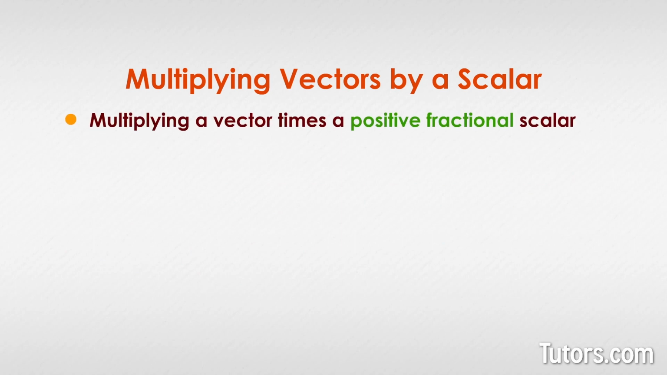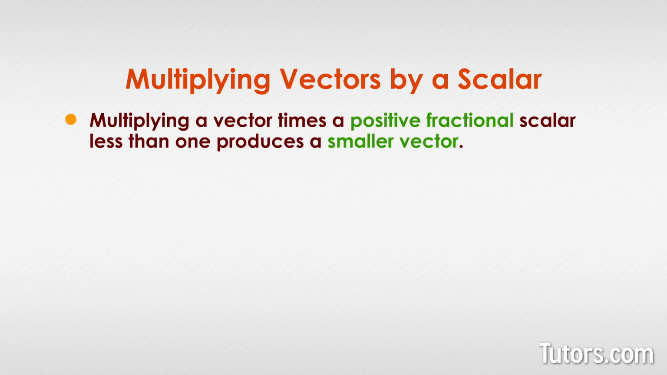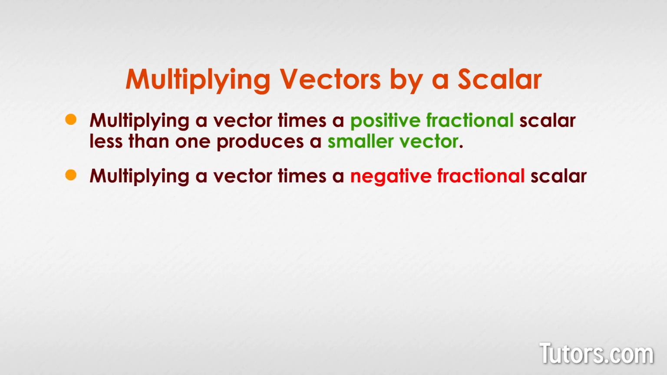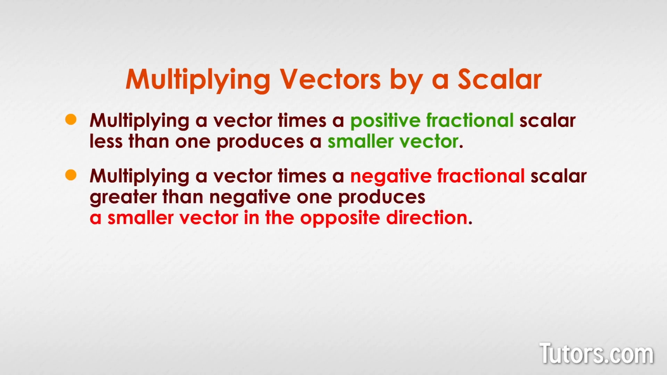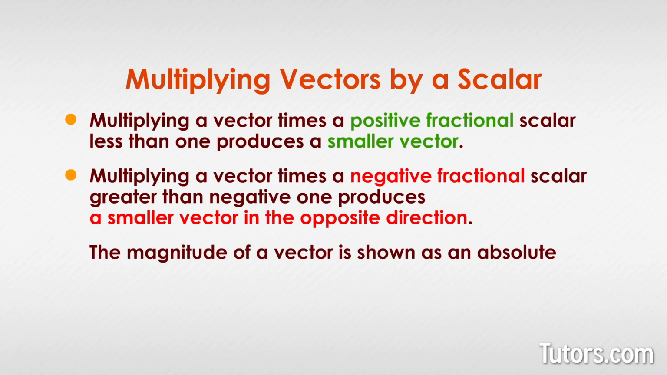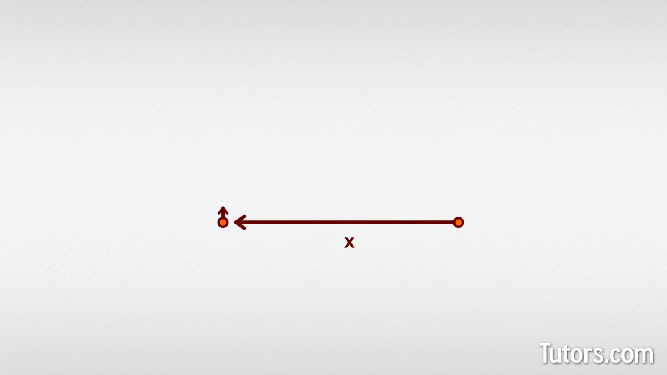Multiplying a vector times a positive fractional scalar less than 1 produces a smaller vector. Multiplying a vector times a negative fractional scalar greater than negative 1 produces a smaller vector in the opposite direction. The magnitude of a vector is shown as an absolute value, or with 2 lines to avoid confusing it with absolute value. If you know the x-axis and y-axis values of a vector, you can easily calculate its magnitude by applying the Pythagorean theorem to the change in position from tail to arrowhead.